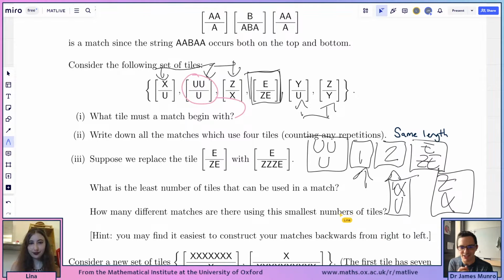Throw to chat. I'm really sorry I interrupted. I hadn't spotted that the UU over U tile could possibly be the last tile. The web solution needs an extra sentence in it. Thanks, Lena.